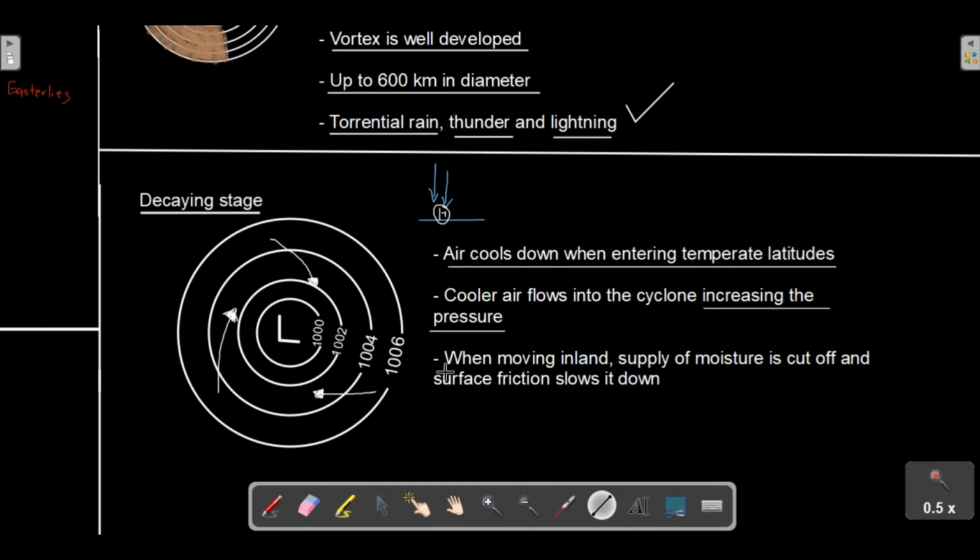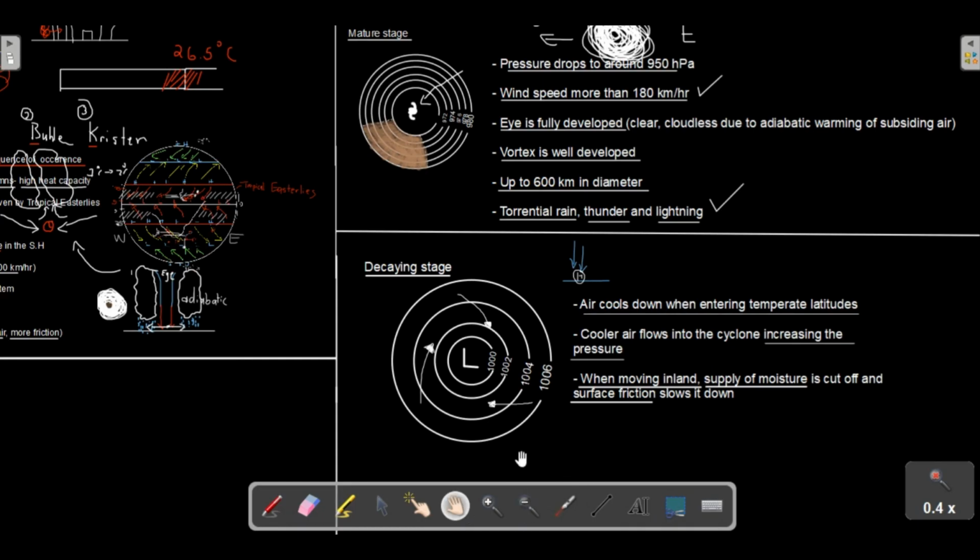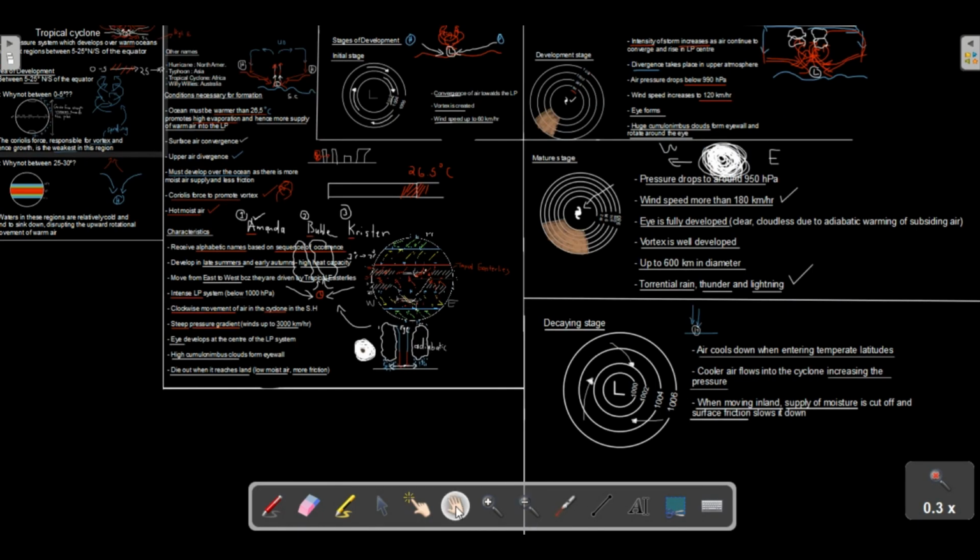This would further be exacerbated when it is moving inland. When it moves onto land, remember, land has no supply of moisture, so the supply of moisture is cut off, and land has a lot of barriers, so it slows down when it reaches land. They like to ask the question: why does a tropical cyclone slow down or weaken in strength when it moves inland? Well, there's no supply of moist air there, because there's dry air. Also, there are a lot of barriers which increase the friction, slowing down the tropical cyclone as it is moving.